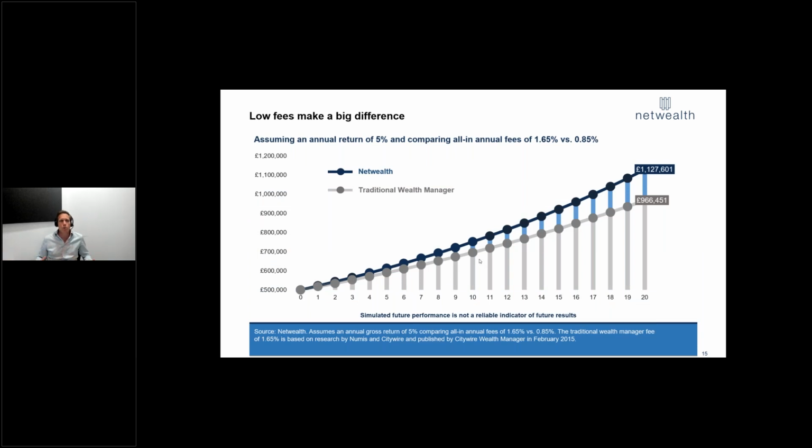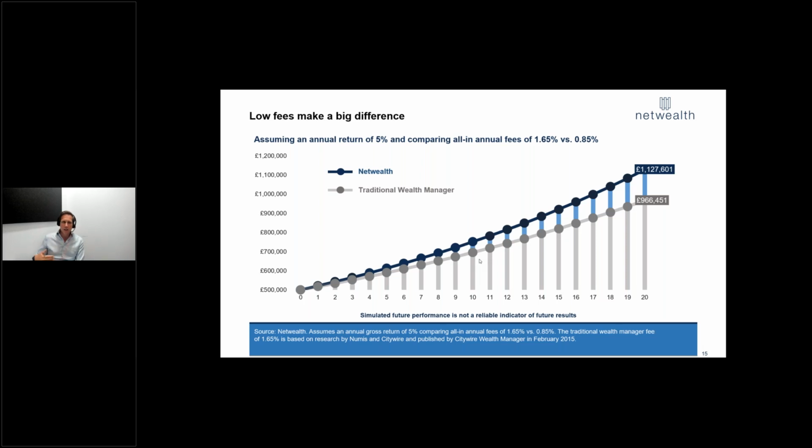And we think that it's just really important to emphasize the impact of lower fees and what that can mean over time. This just tries to illustrate that if you had a £500,000 portfolio and you were looking at an annual return of 5% before fees, if you had all-in fees of 1.65% versus 0.85%, and 1.65 we see is a pretty common fee out there in advisors. In fact, when we look at traditional providers, anywhere from 1.5% to 2.5% is pretty common to see in terms of total cost of investing. If you look at that difference there of the 0.85 to 0.65, so 0.8% difference, over time, that makes a really big difference, a big impact.